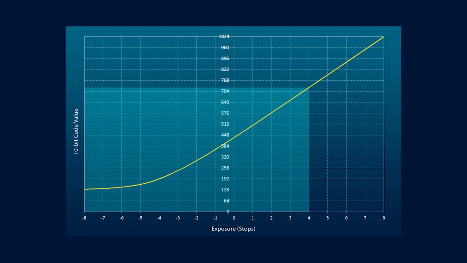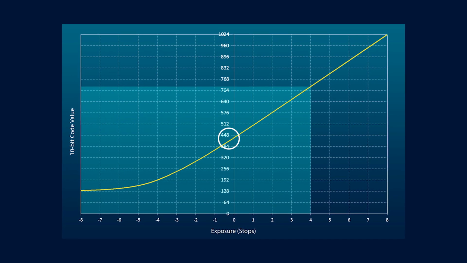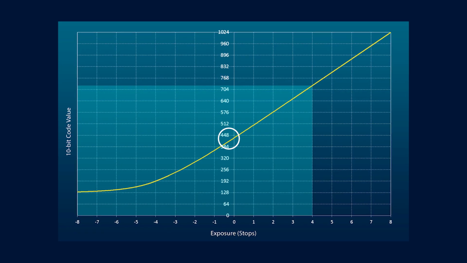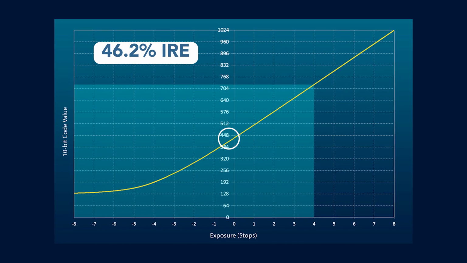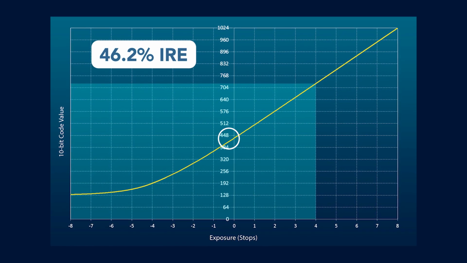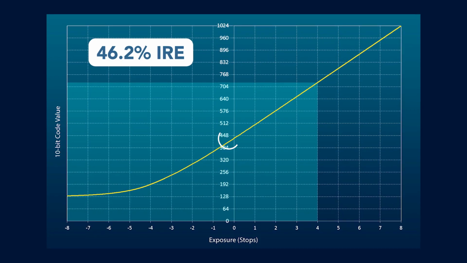Something to note is on a 10-bit scale, 18% gray or middle gray should hit 473, not 512. It's 46.2% ARRI in most log curves.